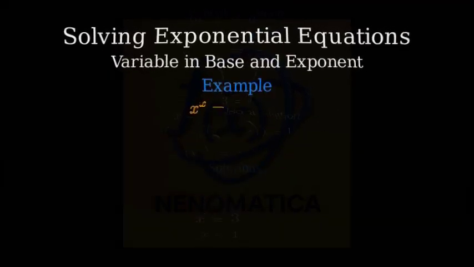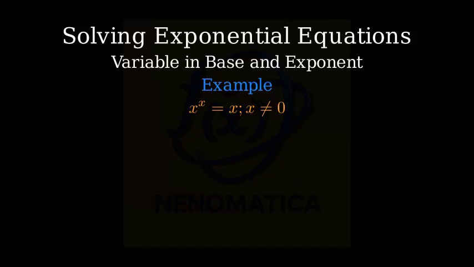Let's examine our example. We have the equation x raised to the power of x equals x, where x is not equal to 0. To solve this equation, we need to isolate the variable. Let's start by dividing both sides by x. Since we're given that x is not equal to 0, this step is valid.